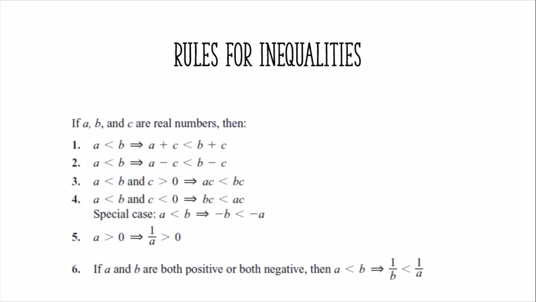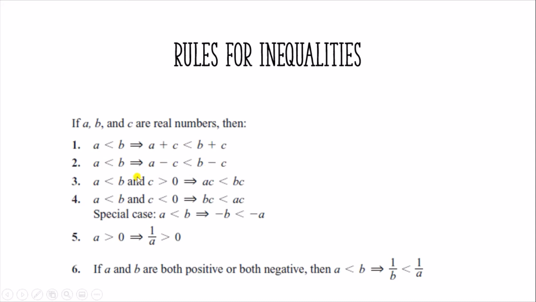The last point is that there are some rules for inequalities. In chapter number 1 we will deal with inequalities. Say we have three real numbers, a, b and c. If a is smaller than b, then a plus c will also be smaller than b plus c. This is the rule. Similarly, if a is smaller than b, then a minus c will also be smaller than b minus c.